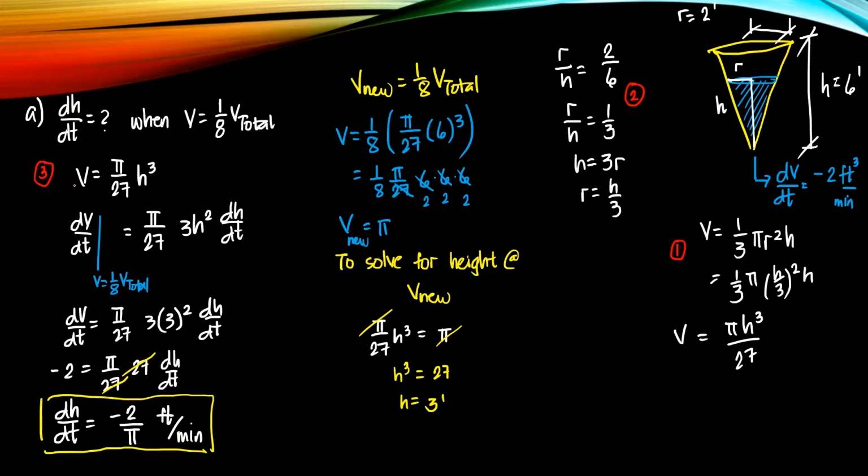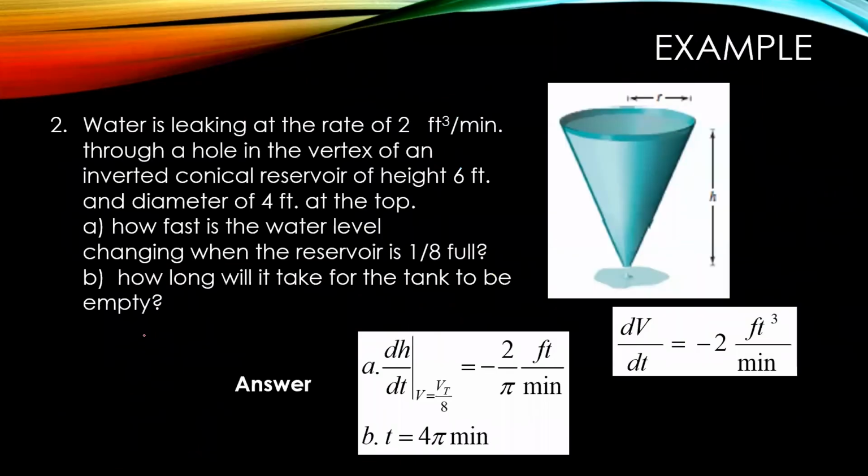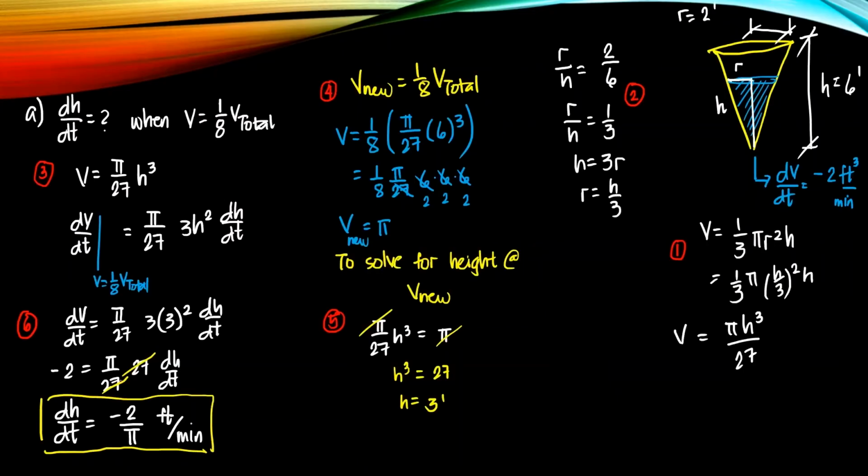Now, for me to be able to solve this, I need the H. How do I solve for H? It says there, volume at 1/8 of the total volume. So that means I need to solve for the new volume. Now that I have solved for the new volume, solve for the height at the new volume. This is step number 5. After that, I got back to this, step number 6, to be able to solve for the final answer. What's the final answer here? -2 over pi feet per minute.